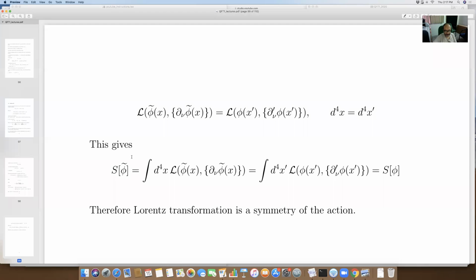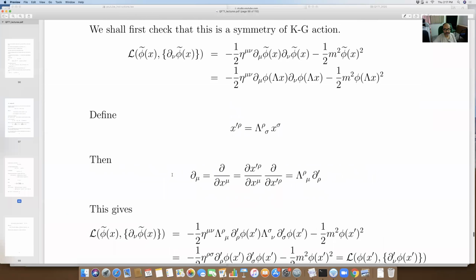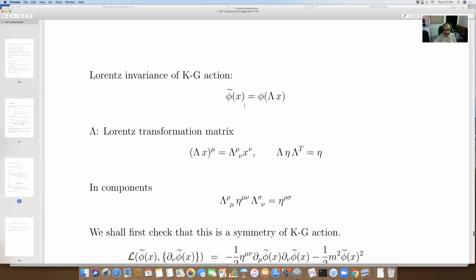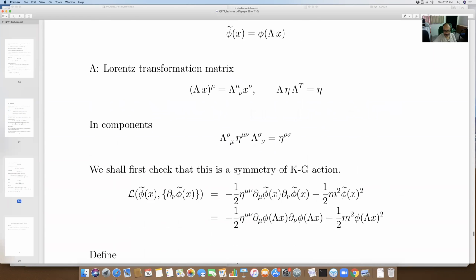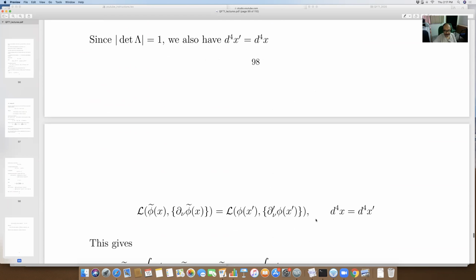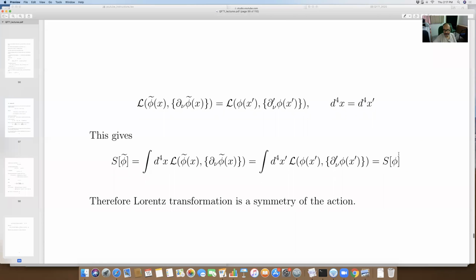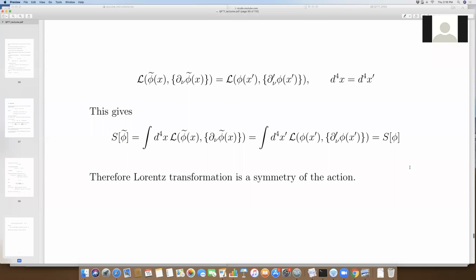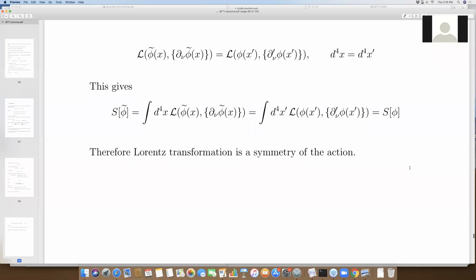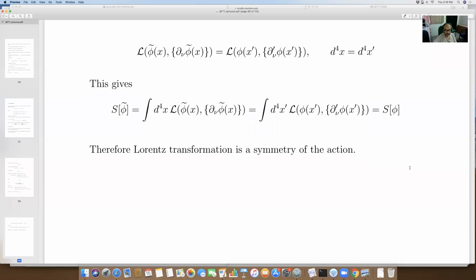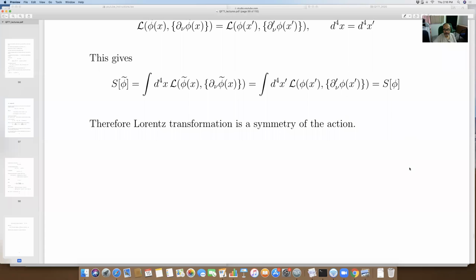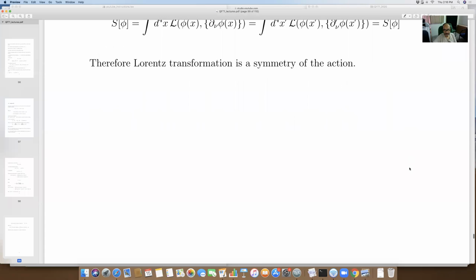So the claim is that if the new set of functions phi tilde is related to the old function phi by the rule that phi tilde of x is phi of lambda x, then the manipulation that we did shows that the action evaluated at phi tilde is the same as the action evaluated at phi. Okay, sir. Thank you. Any other question? Is it clear to everybody? Okay, so let me proceed.